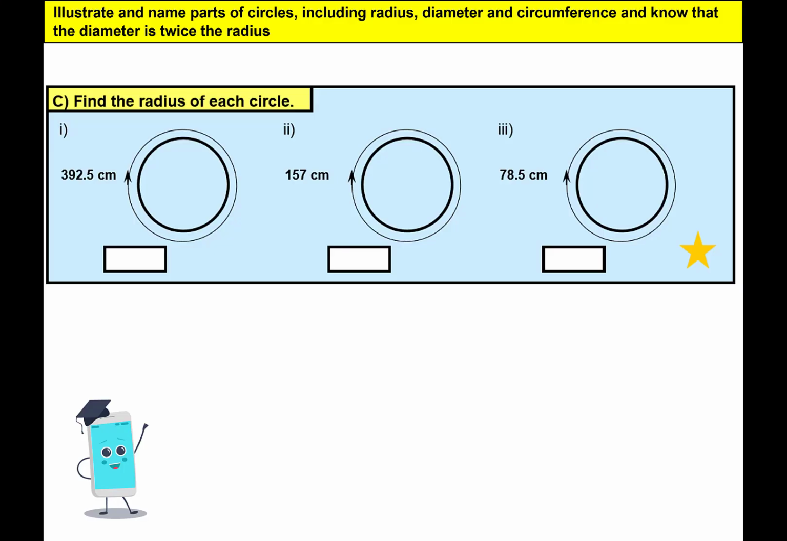In the next part, we're going to be finding the radius of each circle. So you need to look at the clues you've been given, think about which formula you might use to find the radius of the circle. Again, if you feel confident at having a go at this on your own, pause or skip this part of the video and give it a go. If not, we'll do an example together.